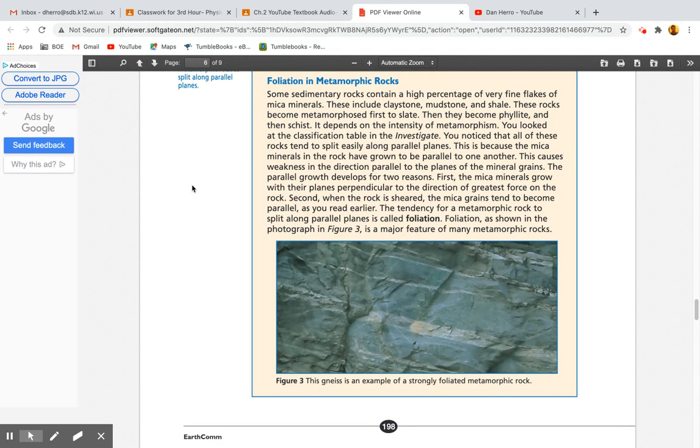The tendency for a metamorphic rock to split along parallel planes is called foliation. Foliation, as shown in the photograph in Figure 3, is a major feature of many metamorphic rocks. Figure 3. This gneiss is an example of a strongly foliated metamorphic rock. And you can see the parallel lines, so that when it breaks, it also breaks off in that pattern.